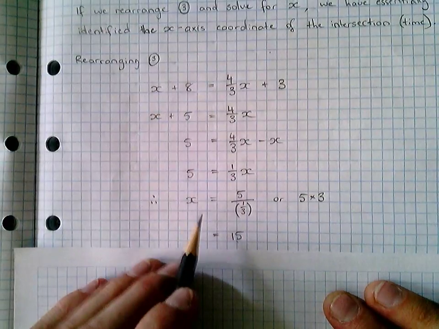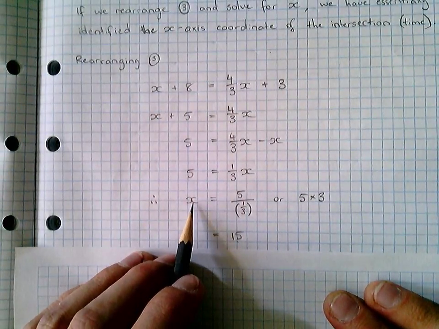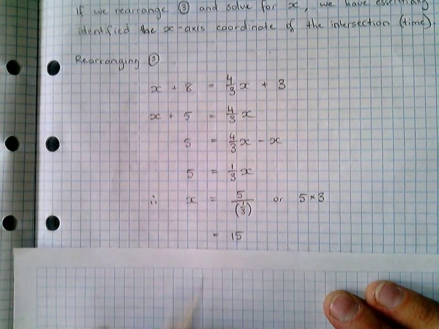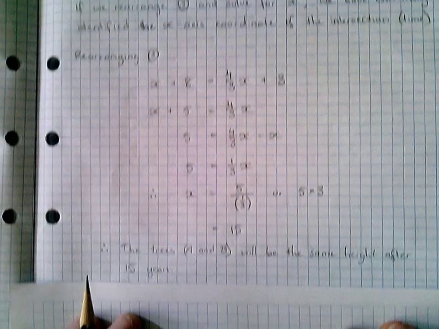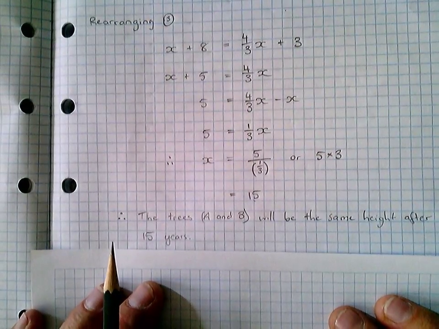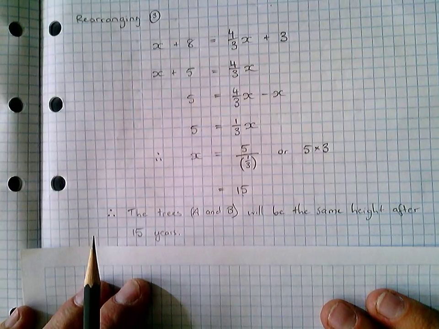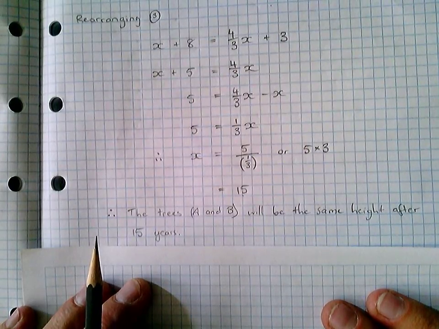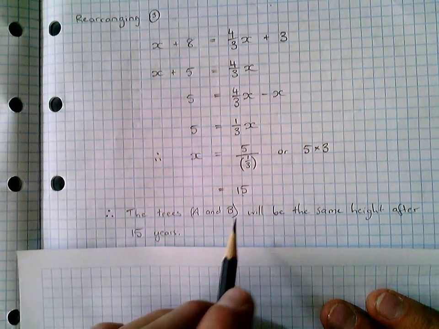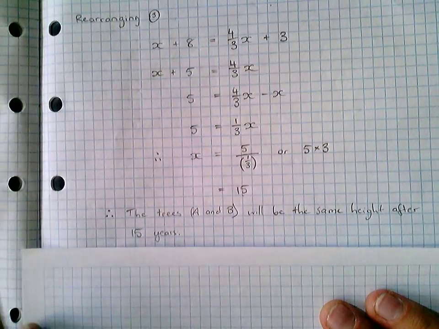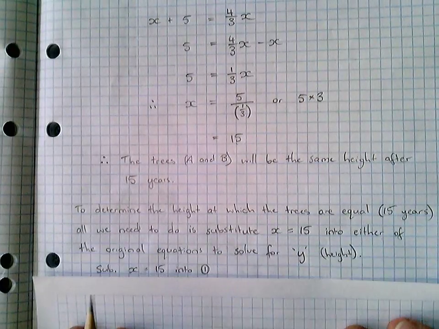which means that the x-axis coordinate at the intersection point is 15, meaning it's 15 years at which the trees will be the same height, or 15 years have passed after the first measurement was taken. So therefore trees A and B will be the same height after 15 years.